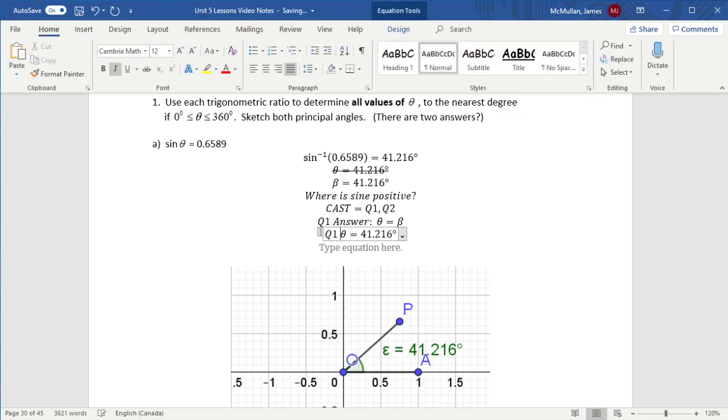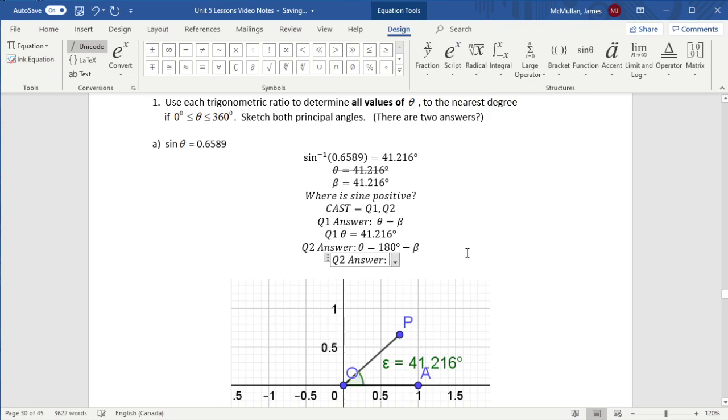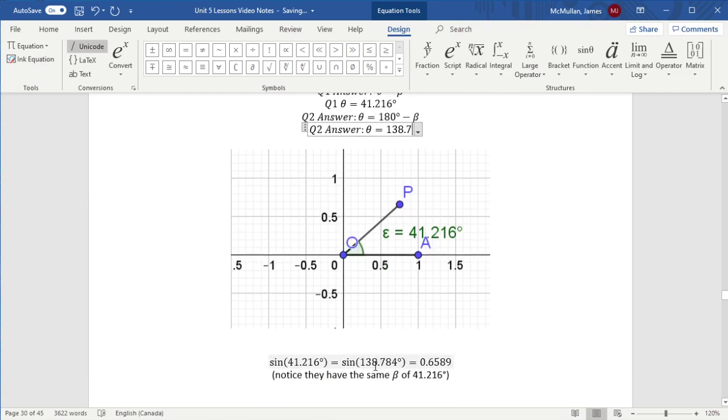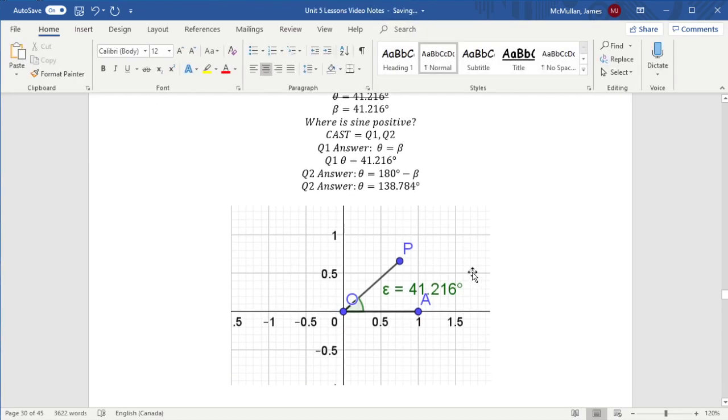So the Q1 theta would be there. Now the Q2 answer. In quadrant 2, theta is equal to 180 degrees subtract beta. The reason for that is, 180 would get you all the way to the other side, and then you would back up beta degrees in order to get your theta. So the Q2 answer is theta equals 180 minus 41.216, which is 138.784. Those are your two answers.